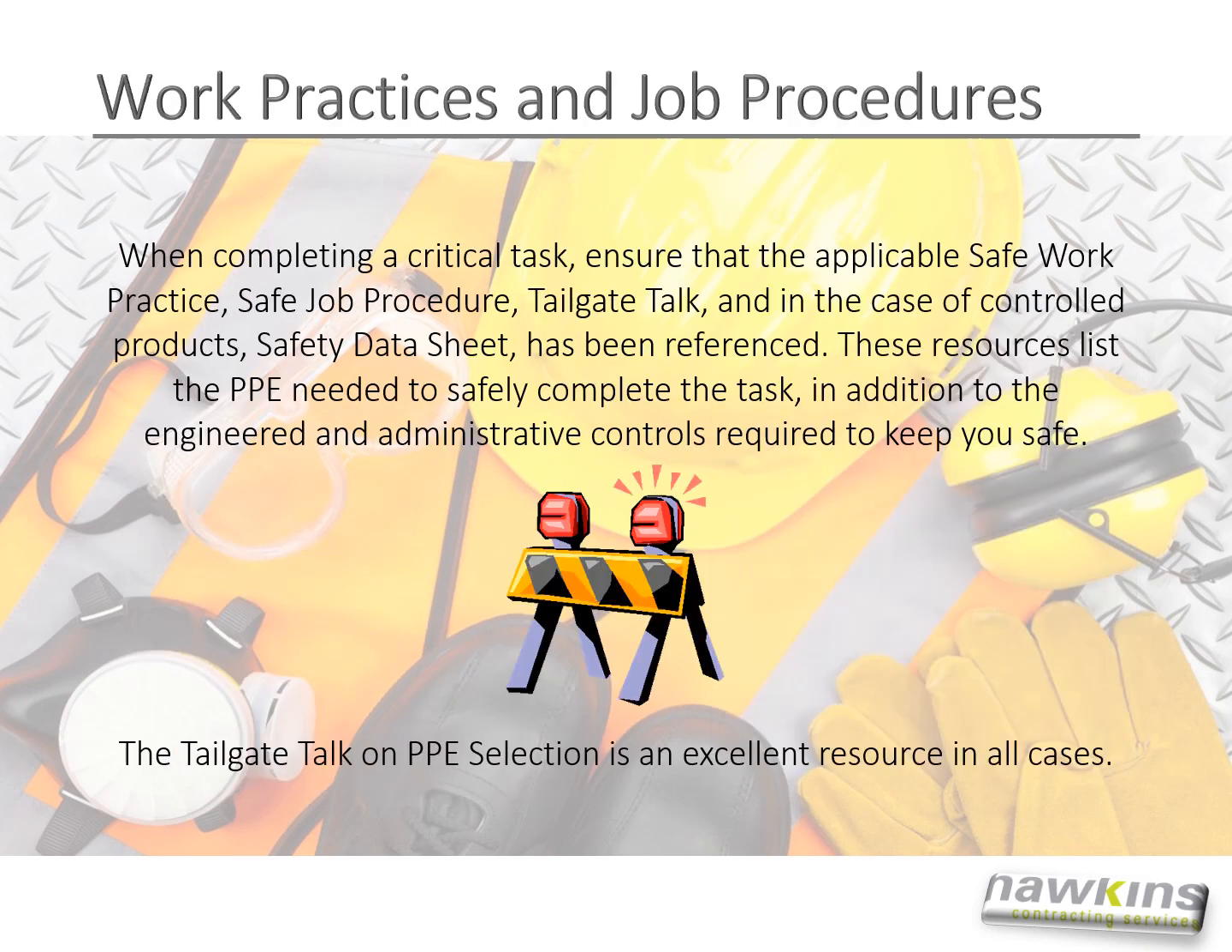When completing a critical task, ensure that the applicable safe work practice, safe job procedure, tailgate talk, and in the case of a controlled product, safety data sheet has been referenced. These resources list the PPE needed to safely complete the task, in addition to the engineered and administrative controls required to keep you safe. The tailgate talk on PPE selection is an excellent resource in all cases.